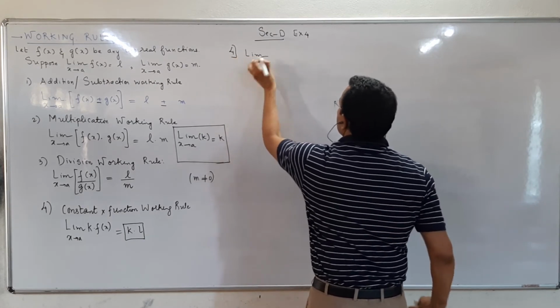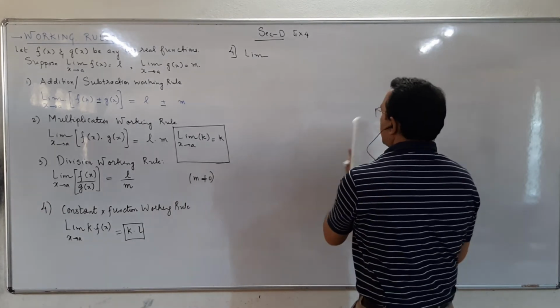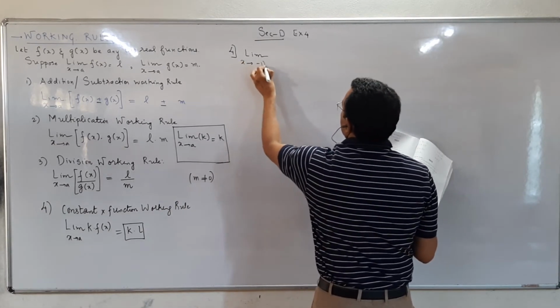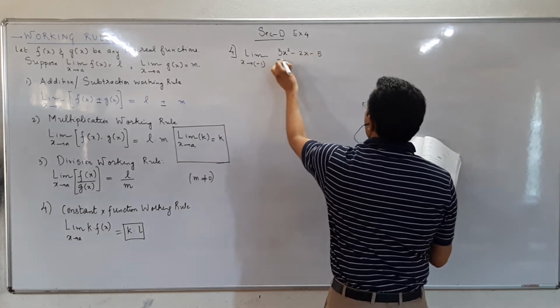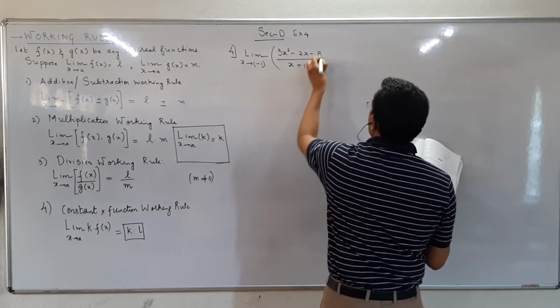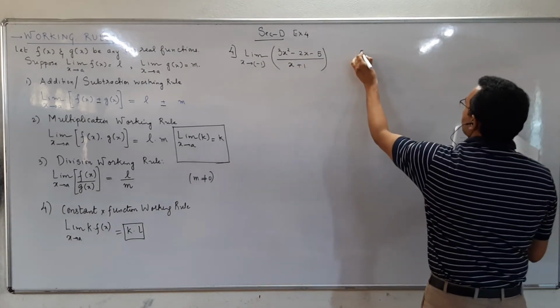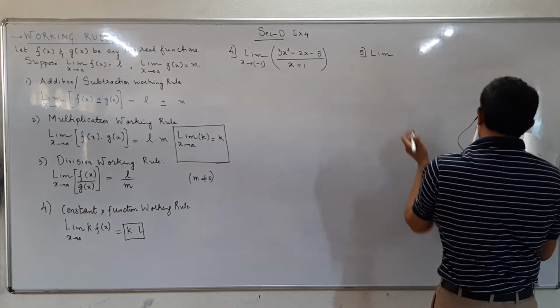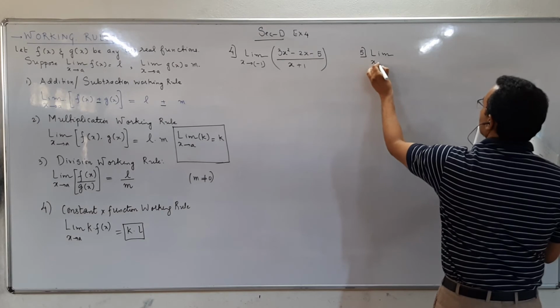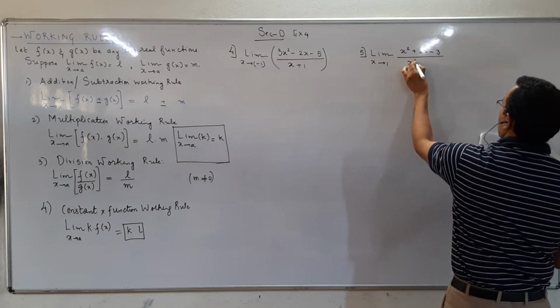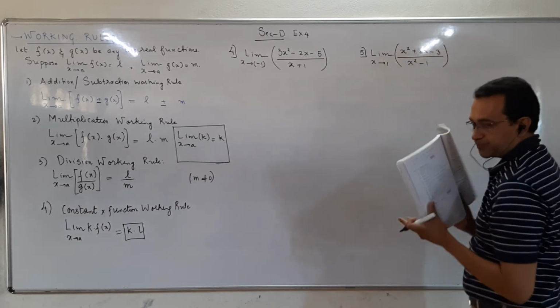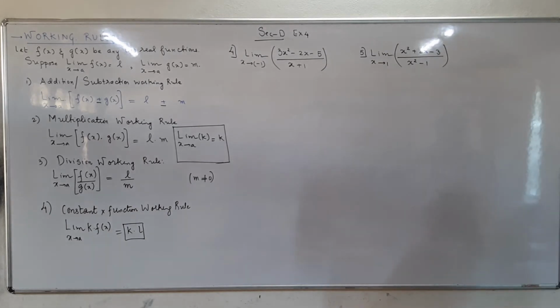Fourth sum is limit x tends to minus 1, 3x square minus 2x minus 5 upon x plus 1. And writing the fifth sum also, it is limit x tends to 1, x square plus 2x minus 3 upon x square minus 1. Okay, students, now all of you please pay attention and concentrate.